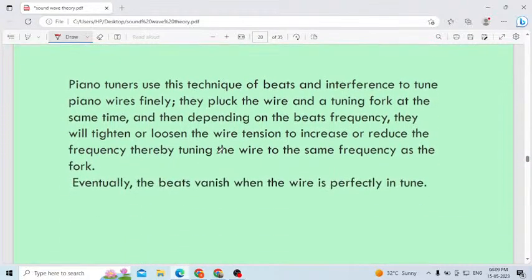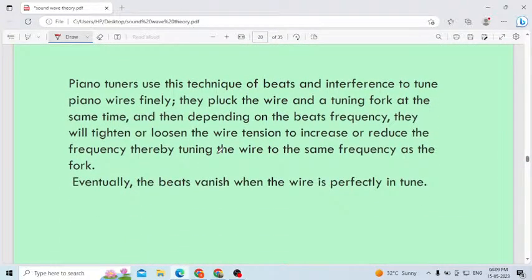Let us study the next one. Piano tuners use this technique of beats and interference to tune piano wires. Before playing the piano, they adjust the strings and everything. Why do they do this? They pluck the wire and a tuning fork at the same time.